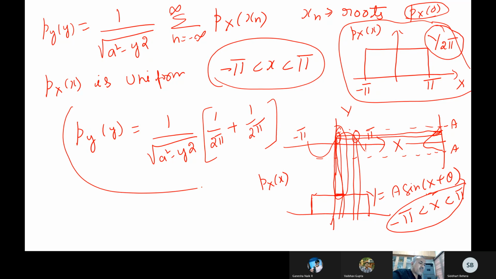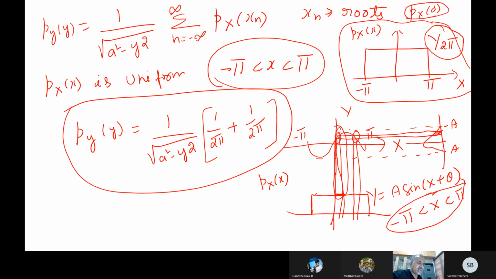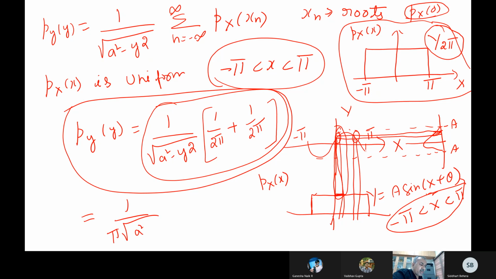And if you try to plot this function, how does it actually look? If you plot this in MATLAB or Excel, it looks like this. So py of y we are trying to find out. The maximum values are plus or minus a. So this is my probability density function for y. I can write this as 1 by pi root of a square minus y square.